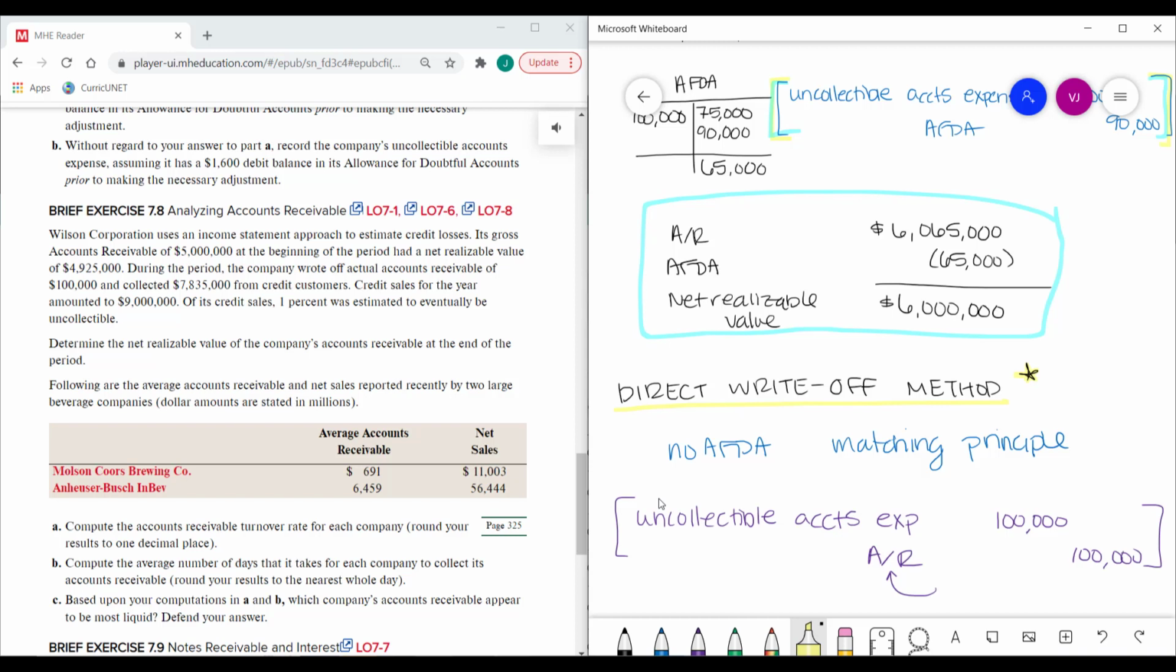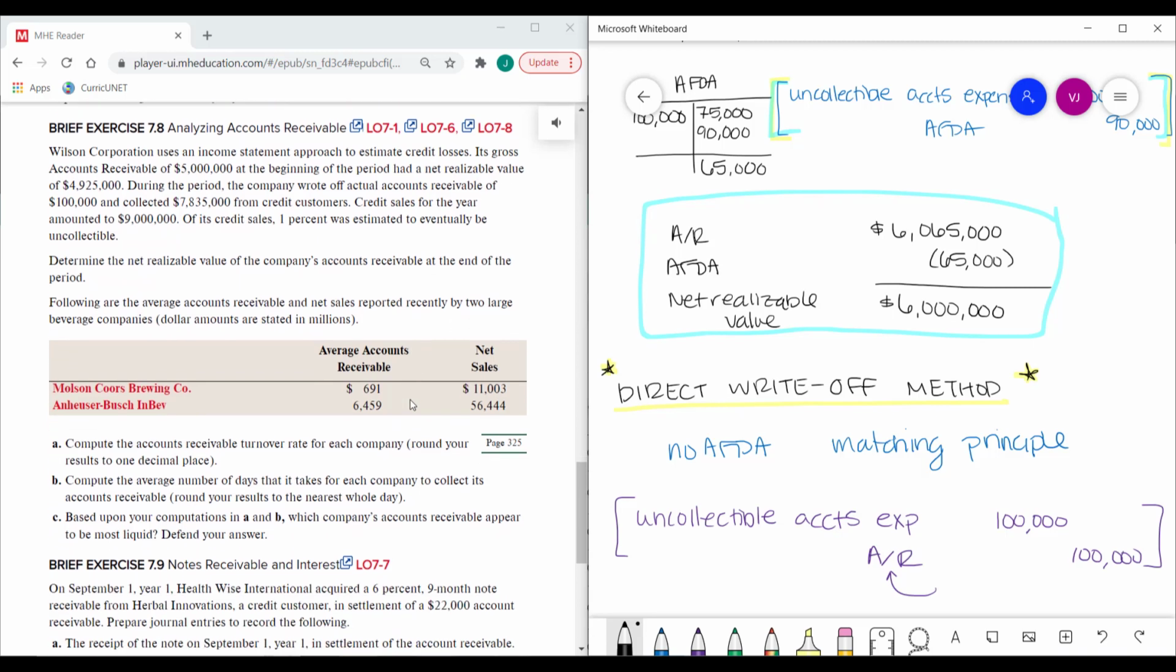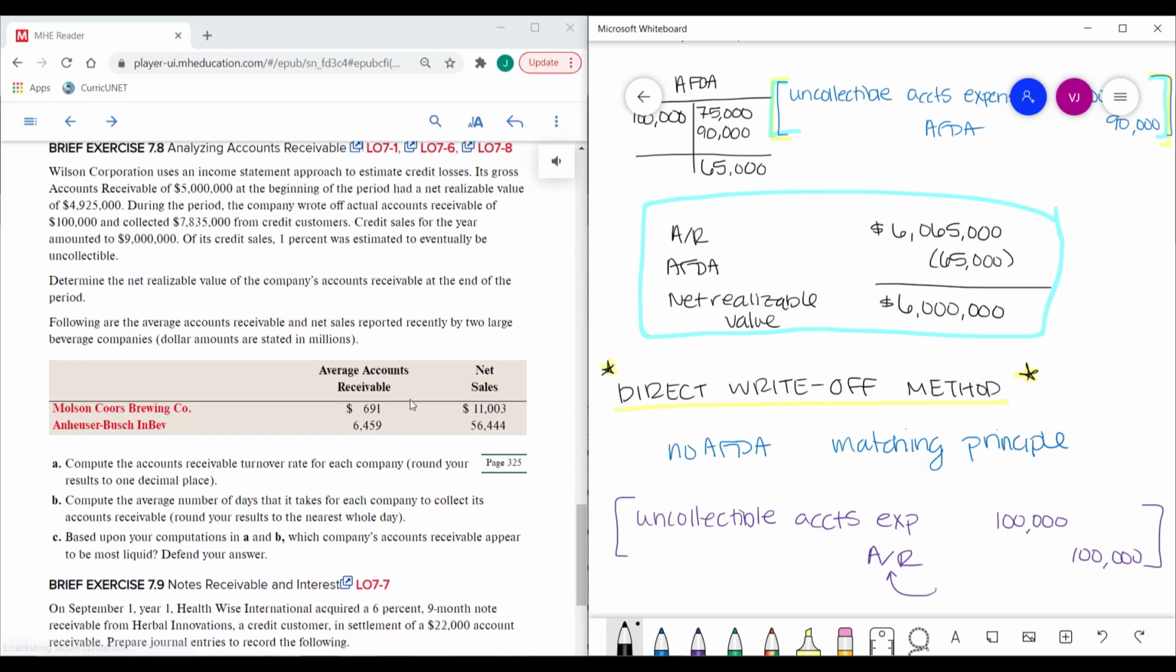But we have to realize that it does no job at all of matching expenses to revenues effectively. You could be recording expenses in a period where those expenses actually originated many accounting periods ago. Okay, so I just wanted to mention the direct write-off method, that third method, but it's only allowed under certain circumstances. Okay, but this one above was the income statement approach. All right, and we'll move on to the next one.